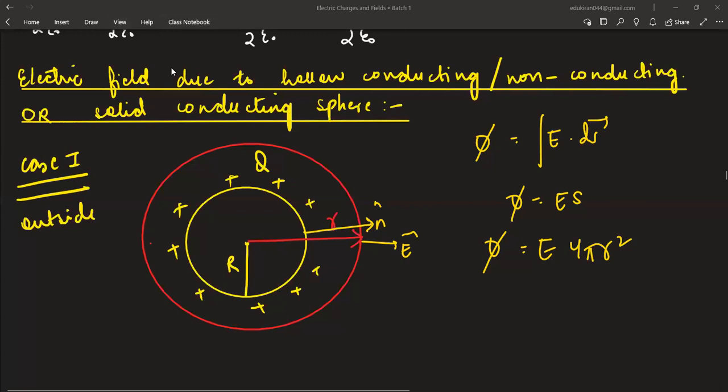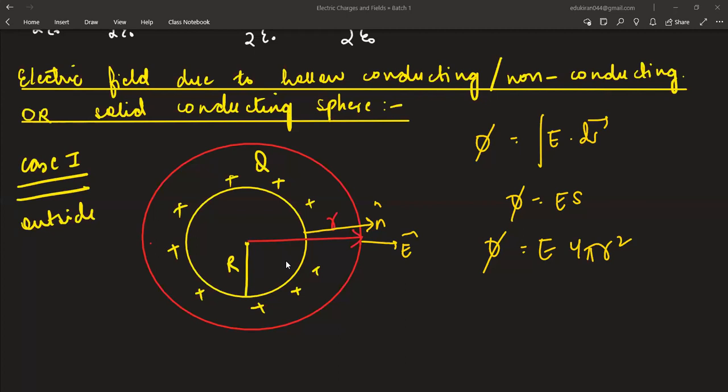See class, this is the electric field due to a hollow conducting sphere. Now hollow means no mass is present inside, right? In hollow conducting spheres, we call them non-conducting also. A solid conducting sphere is different, but hollow conducting and non-conducting are the same. Why? Because charges have the tendency to accumulate on the surface of a conductor. This is a property known as electrostatic shielding, which we'll study in the next chapter.